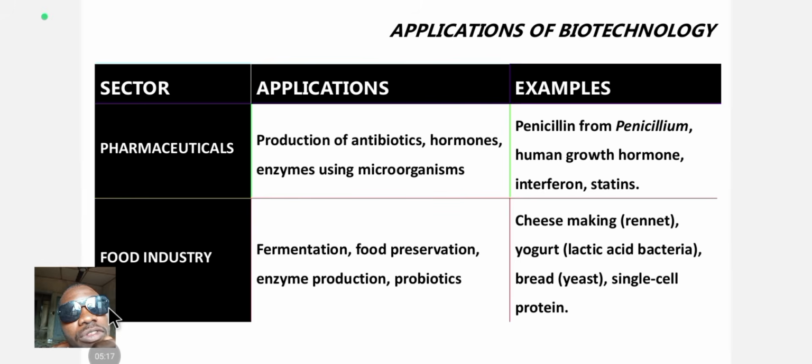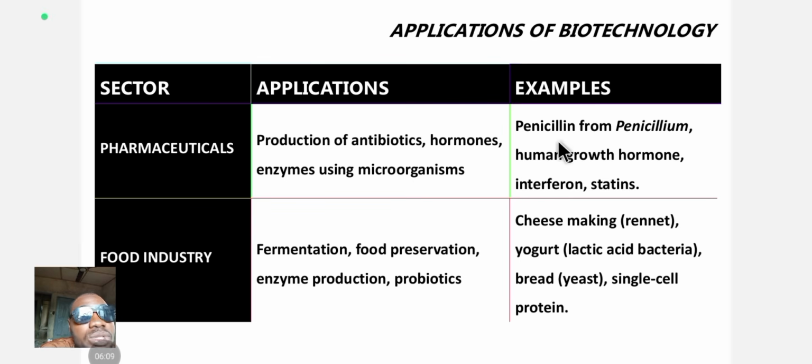Still on the applications of biotechnology, in the pharmaceutical sector it is applied in the production of antibiotics, hormones, and enzymes. Remember, you can use hormones for contraception. It can also be used to treat cancer. Hormones are also used for hormone replacement therapies for those that have insufficient amounts of such hormone in their body system, which leads to disorders. Production of enzymes using microorganisms is also through biotechnology.